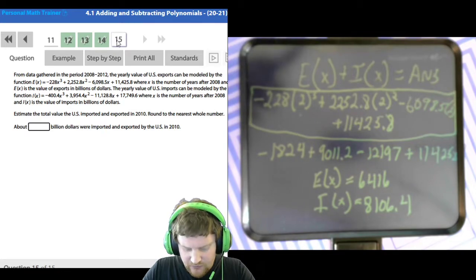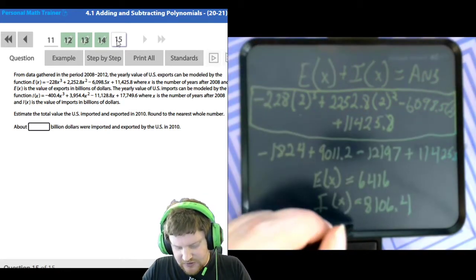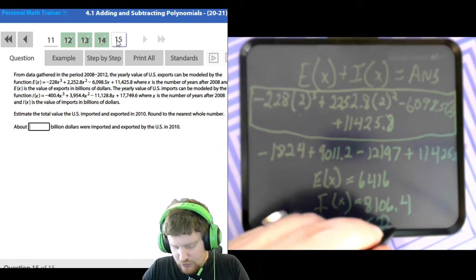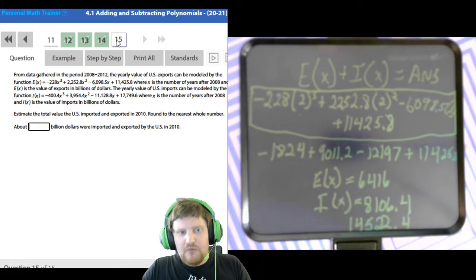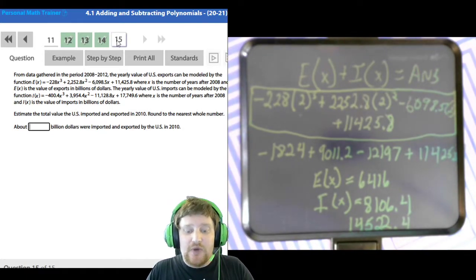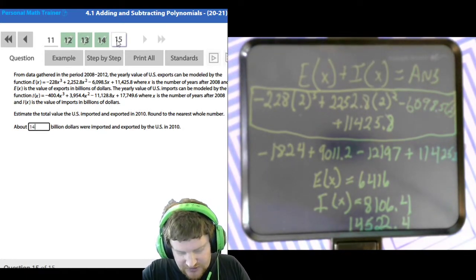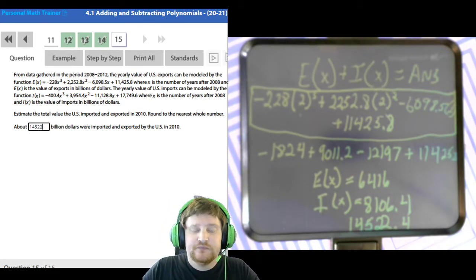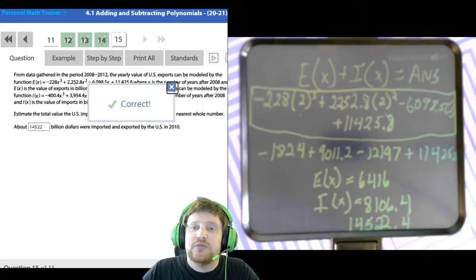Add that to the 6,416 that we got before, and that gives us a grand total of $14,522.4 billion. They do want it rounded to the nearest whole number, though, so that's $14,522 billion. That's lots of billions of dollars.